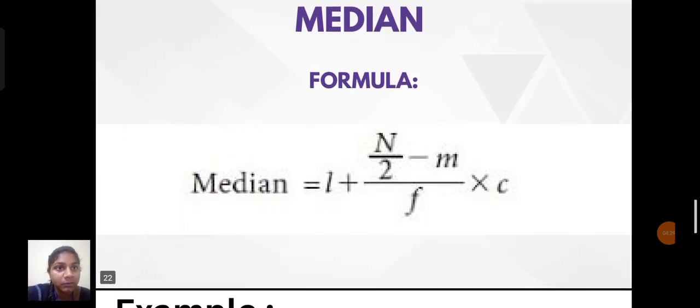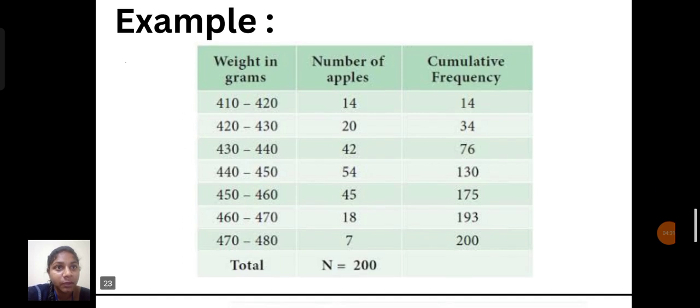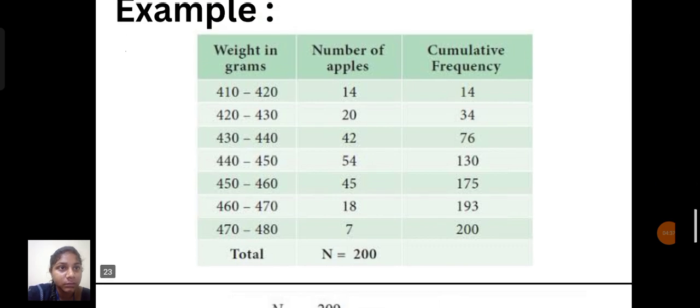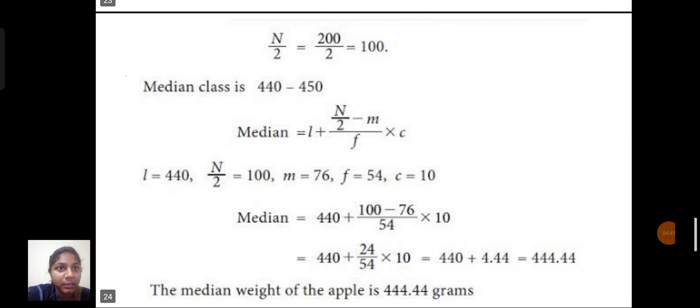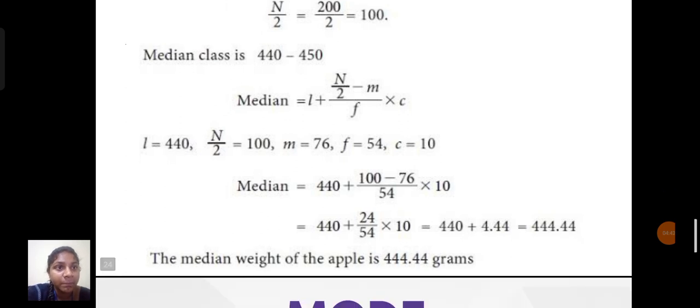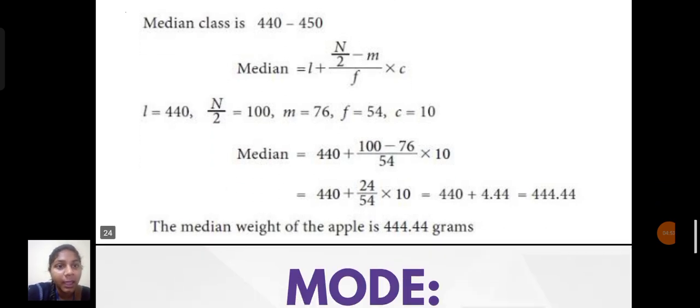Next, median. The median formula is L plus (n by 2 minus m) by f, into c. By using this formula, we can work out the sum and clear the solution. First you have to find n, then L, then n by 2, then m, f and c. By finding all of them, indicated by the symbols, you find the answer.